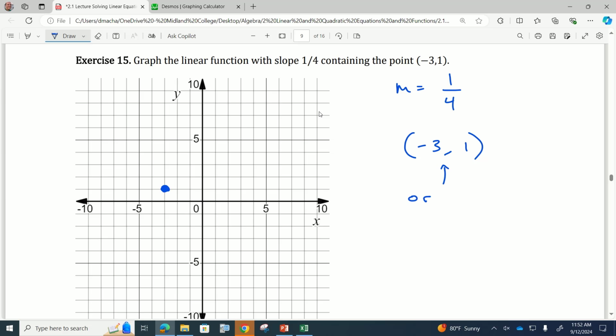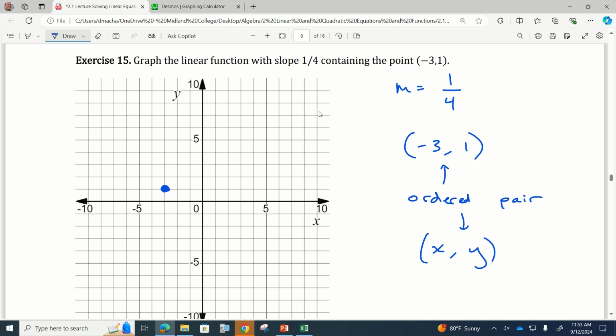This is, by the way, called an ordered pair. I've told you that this was a point. And if I give you parentheses, a number, comma, another number, close parentheses, that means I'm going to give you the x-coordinate first and then the y-coordinate second. So the x-coordinate is -3, the y-coordinate is +1, and that's how I place that dot.